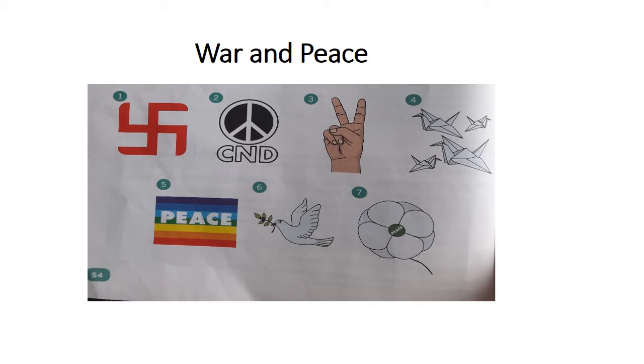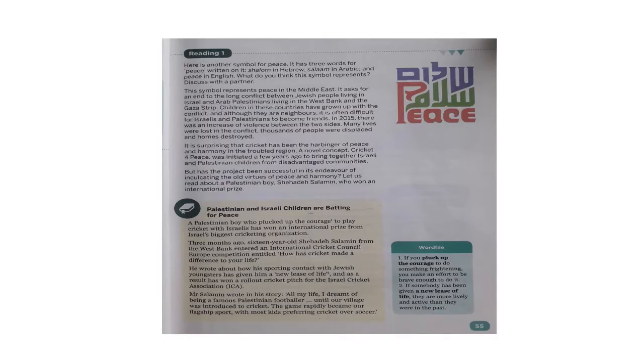Now, look at these symbols of peace. What are they and what do they mean? Do you think world peace is possible? Here is another symbol of peace. It has three words for peace written on it: Shalom in Hebrew, Salam in Arabic, and peace in English. What do you think this symbol represents?